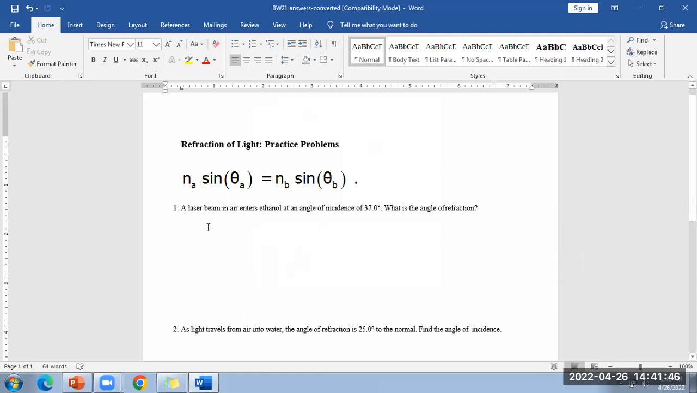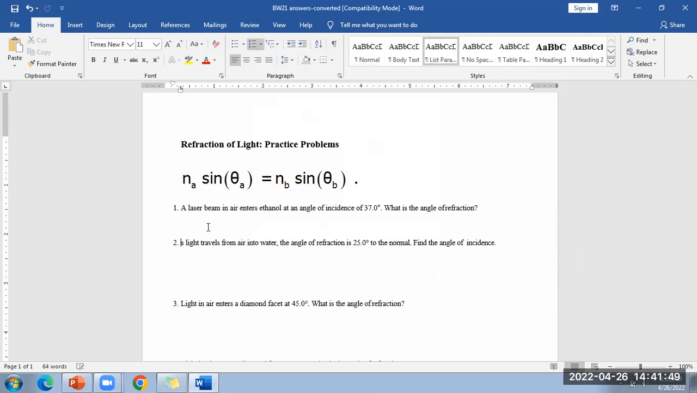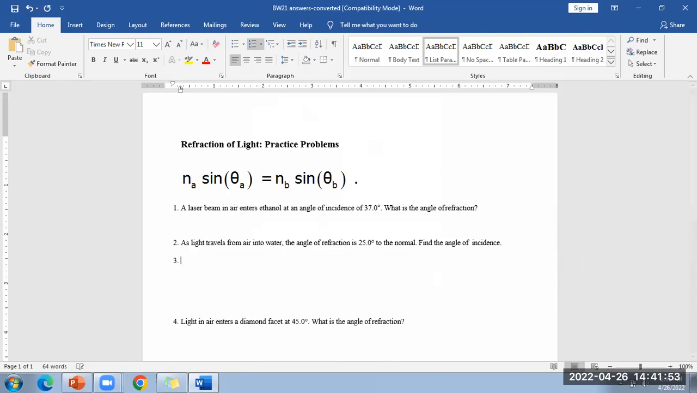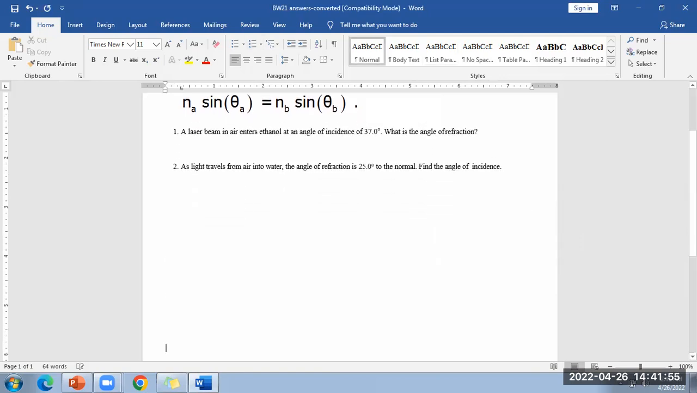Okay, let's repeat with the second one so you can understand again. As light travels from water into air, the angle of refraction is 25 degrees to the normal. So find the angle of incidence.